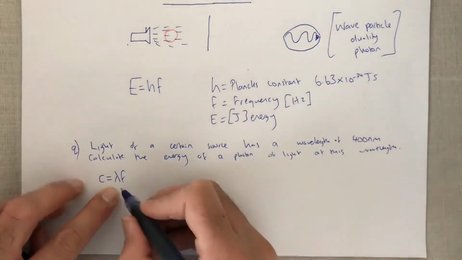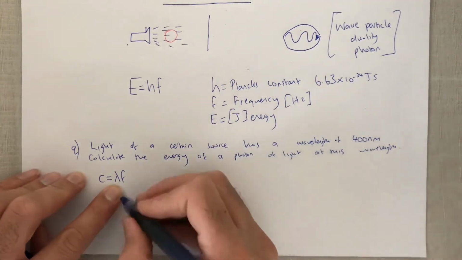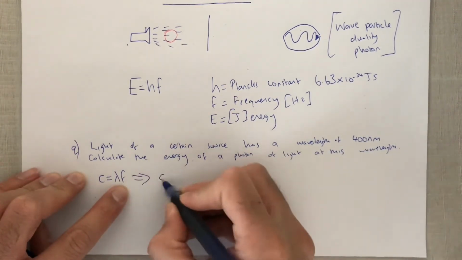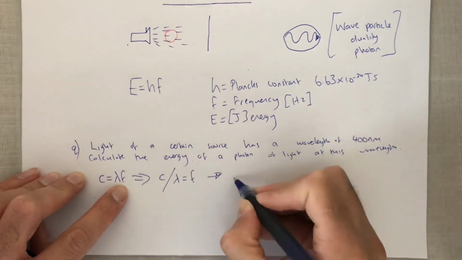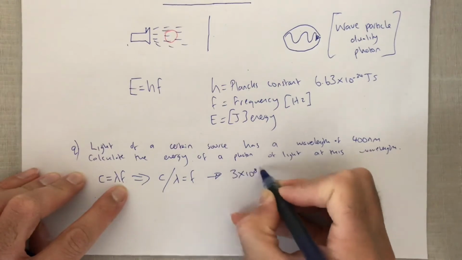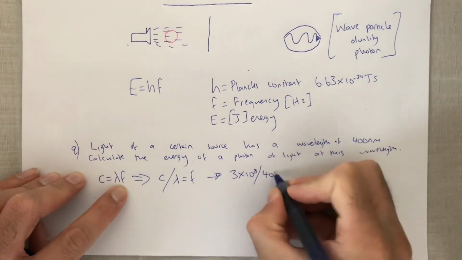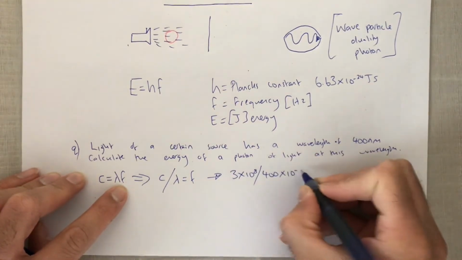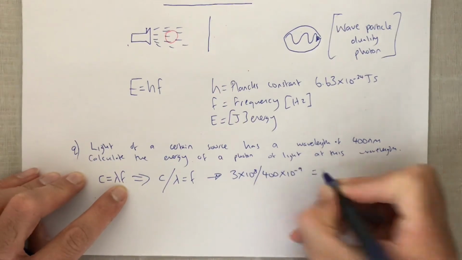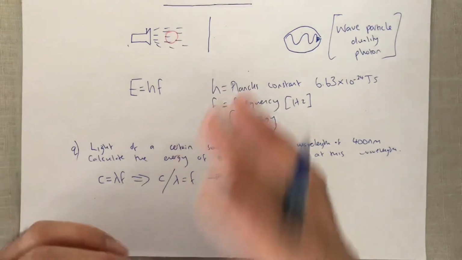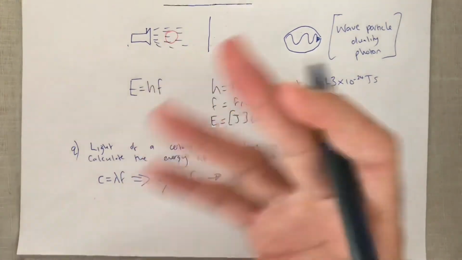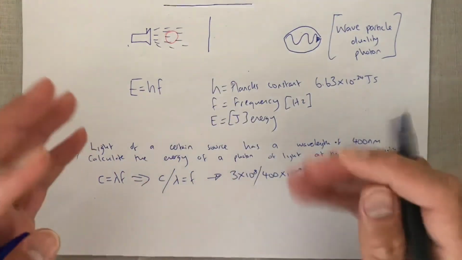That's the speed of light. We know the wavelength, and we're after the frequency, so we're going to rearrange this: c divided by lambda gives us f. If we put our numbers in, it's 3 times 10 to the 8 divided by 400 times 10 to the minus 9. 400 nanometers is on the blue end of the spectrum and not the red end. The red end is about 700 nanometers, thereabouts.